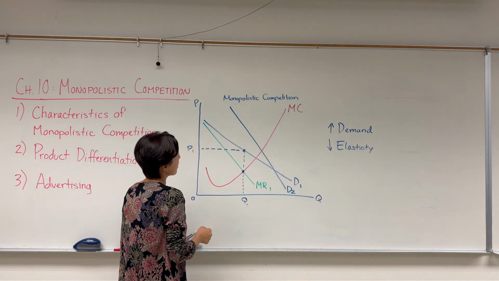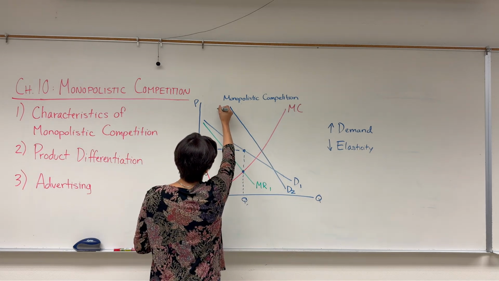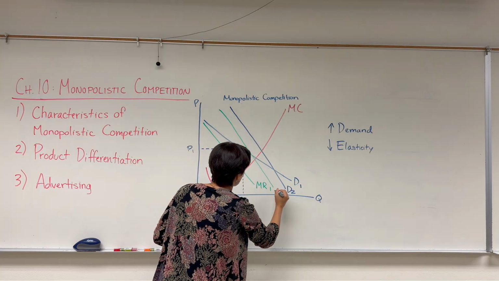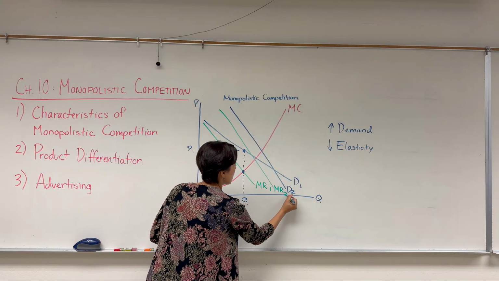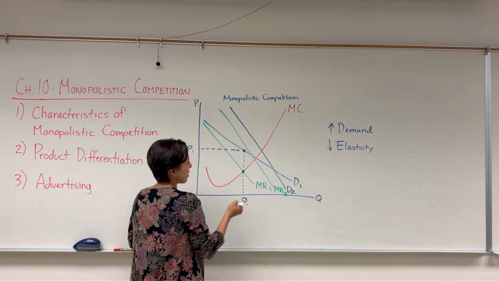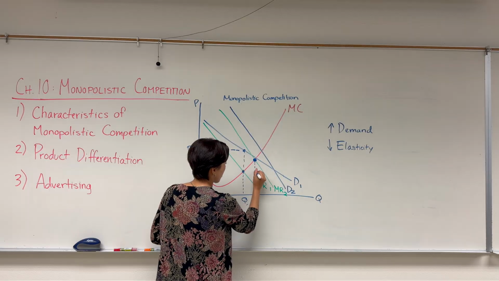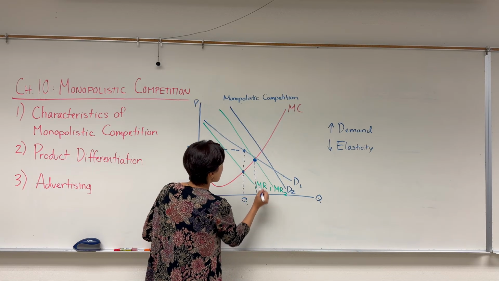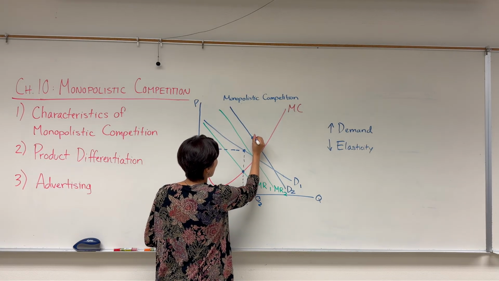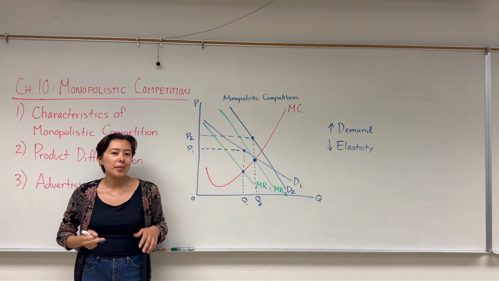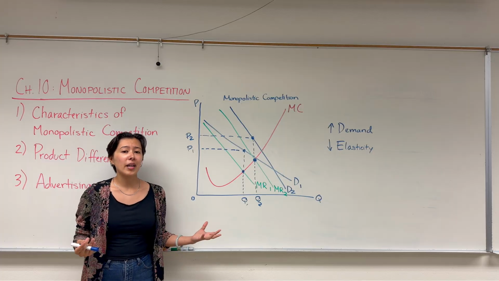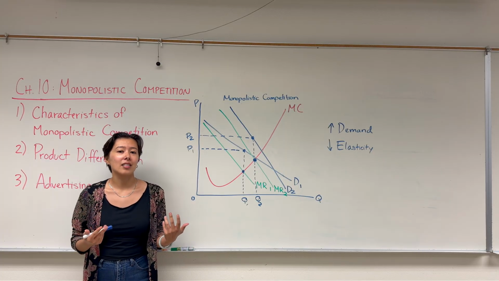This also affects the monopolistic competitor's marginal revenue curve. And now we see that the monopolistic competitor is going to produce a larger quantity, but it's going to be able to charge a higher price when it does that. So this is the monopolistic competitor's goal: increase demand and make that demand more inelastic.